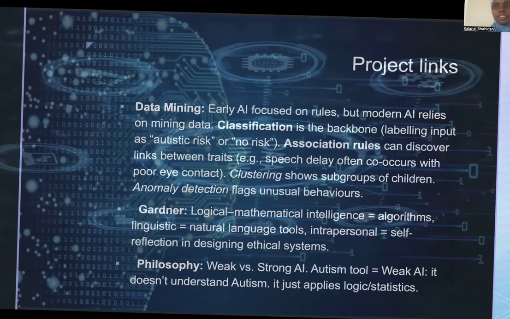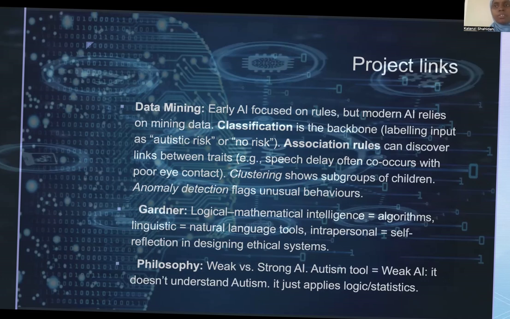Then we have Gardner's types of intelligence. We have multiple types of intelligence: bodily intelligence, intrapersonal intelligence, logical mathematical intelligence, naturalistic intelligence. Logical mathematical intelligence involves algorithms. We look at mathematical algorithms. Then linguistic, we look at languages and natural language tools, like how this autistic child is going to talk, because they will talk differently from normal children. Then we have intrapersonal intelligence, which is self-reflection, how the person treats themselves.